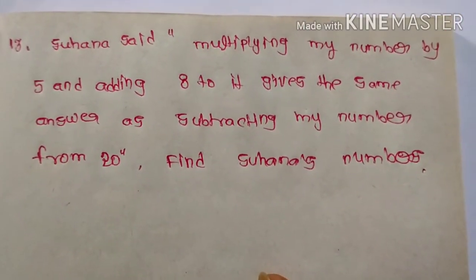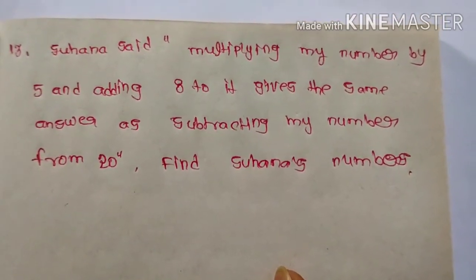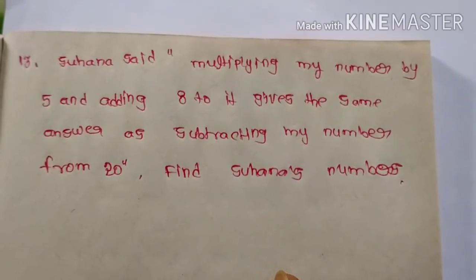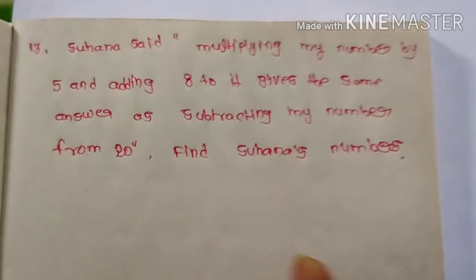Exercise 3, question number 13. Suhana said, multiplying my number by 5 and adding 8 to it gives the same answer as subtracting my number from 20. Find Suhana's number.